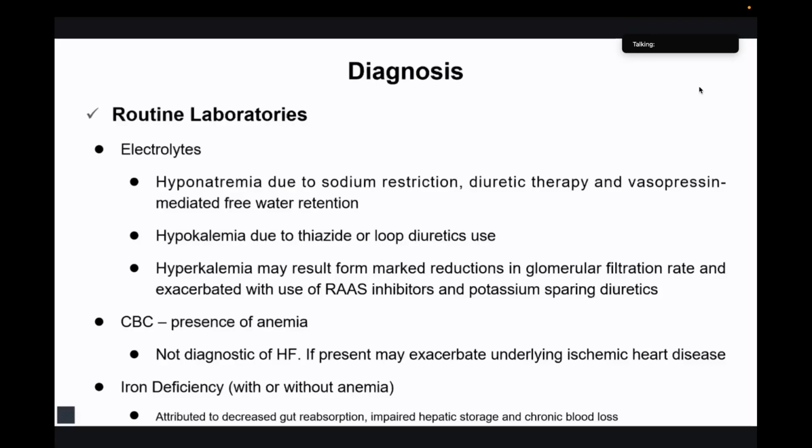For the CBC, some heart failure patients may present with anemia. Anemia is not diagnostic of heart failure, but if present, it may exacerbate underlying cardiac conditions such as ischemic heart disease. Iron deficiency, with or without anemia, if present in the labs, can be attributed to decreased gut reabsorption, impaired hepatic storage, and chronic blood loss.